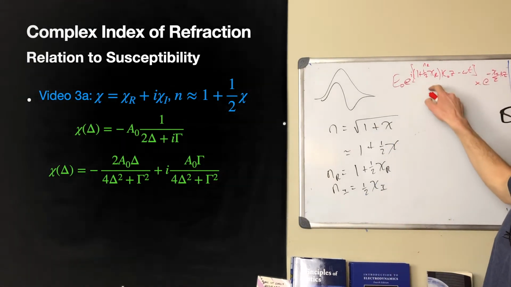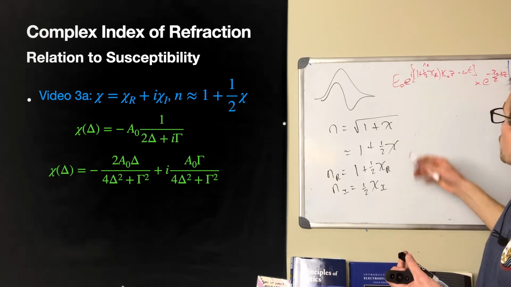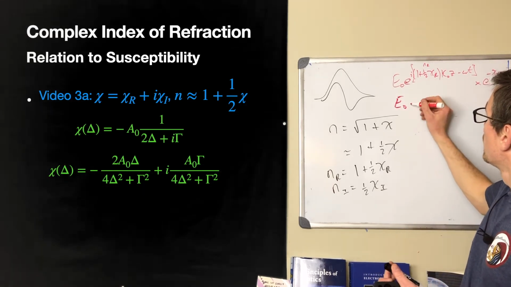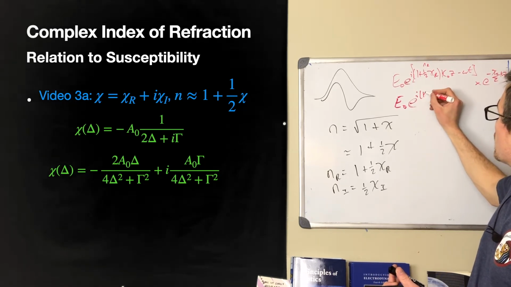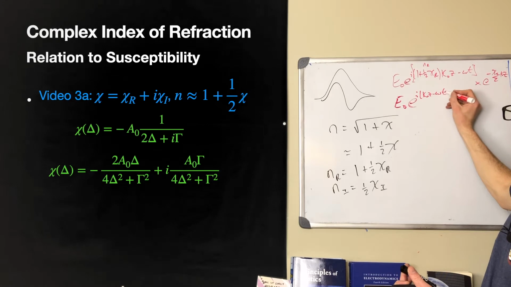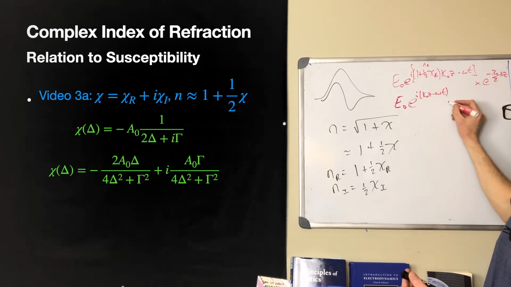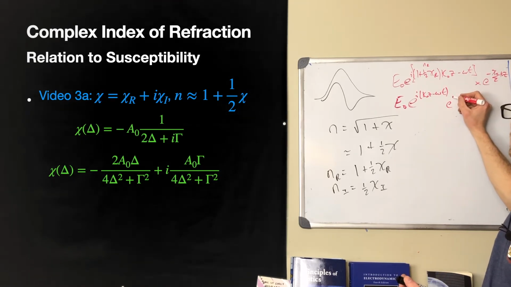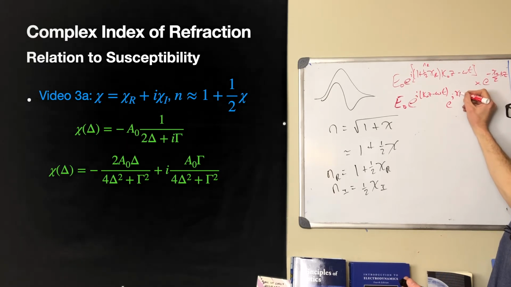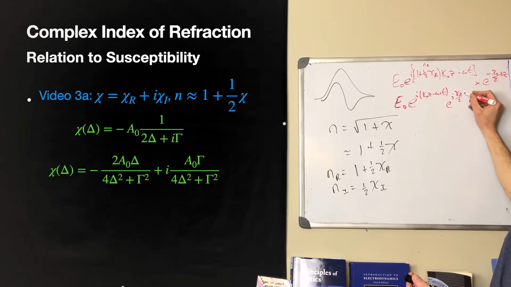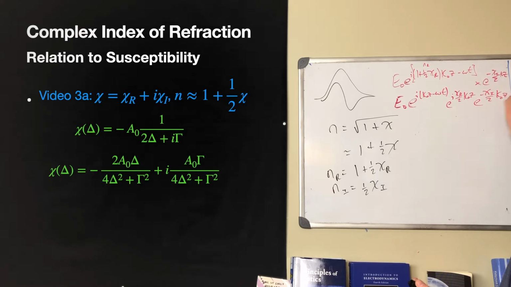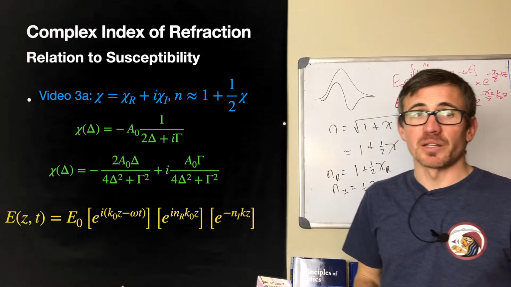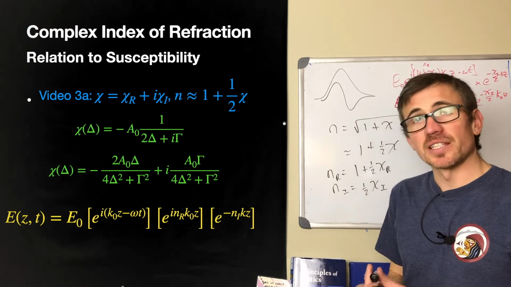And note that we can factor this term up into 2 parts as well. So we can have E naught, let's just pull out this term here, e to the i k naught z minus omega t. That's just what we had with the plane wave, times e to the i, real part of chi over 2 times k naught z, times this decay term. All right, we have 3 terms here. So let's explicitly write that out. We've actually factored this into 3 terms.